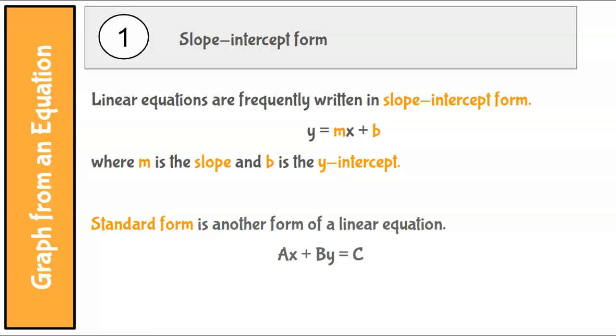So first, linear equations are frequently written in slope-intercept form, y equals mx plus b. So it's y equals, and then everything else is on the other side. You'll remember that standard form is another form of linear equation where we have ax plus by equals c. And a, b, and c are all numbers, and x and y are on the same side of the equal sign.